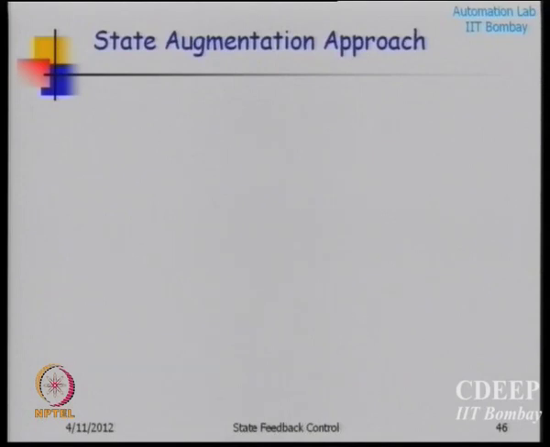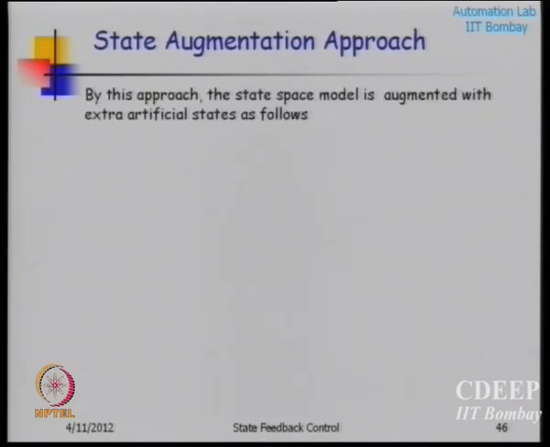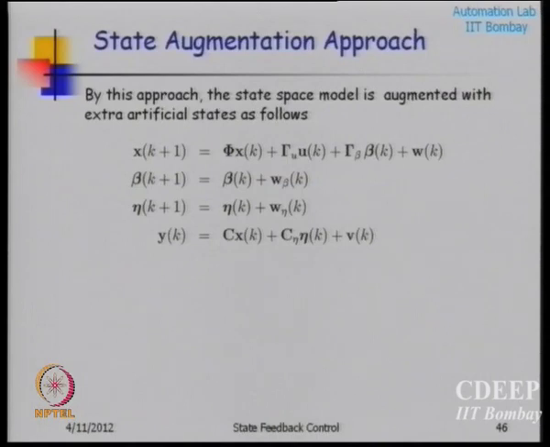Now, is this the only way of doing this? There are other ways. One is called the state augmentation approach. I am not going to get too much into the details of this. It is a similar approach. What you do here is add extra states beta and eta; you augment the system using artificial extra states. These artificial extra states are pure integrators. So you add pure integrators into your model equations arbitrarily.